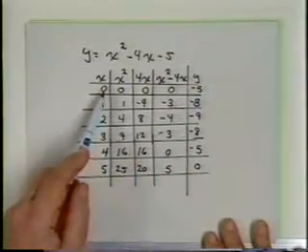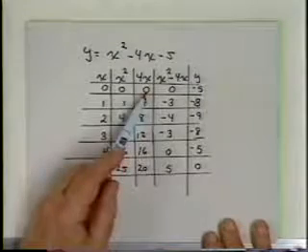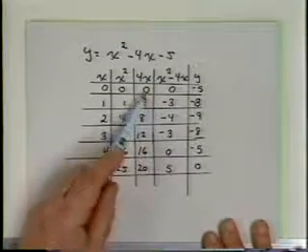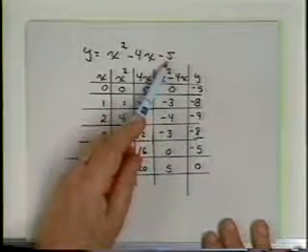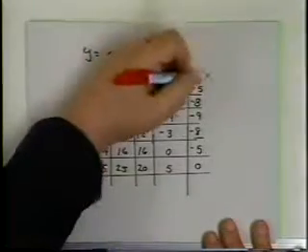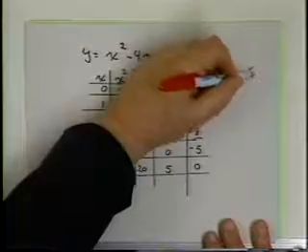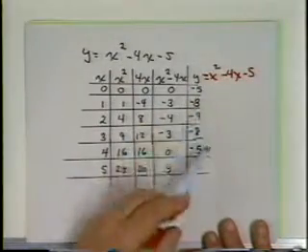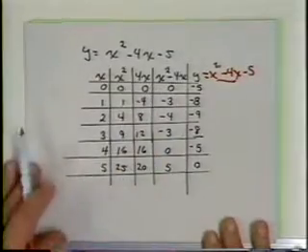So what happens over here? When x is 0, x squared is 0. 4 times x is 0. Hence, x squared minus 4x is still 0. And hence, x squared minus 4x minus 5 would be negative 5. And since that's what y is, maybe I should put this down here so that we remember what's happening. In other words, the y column is always going to be 5 less than the x squared minus 4x column.